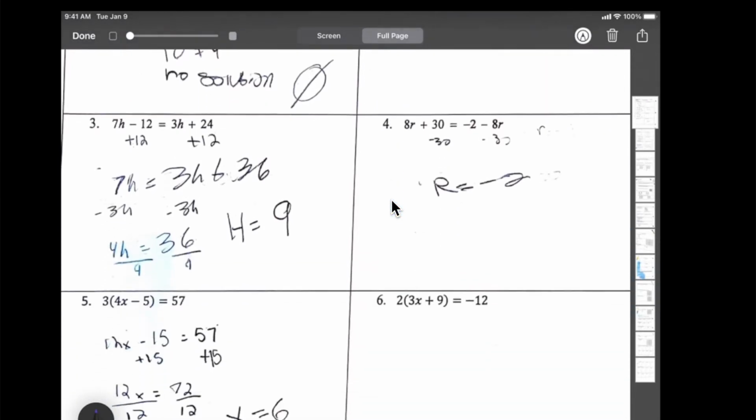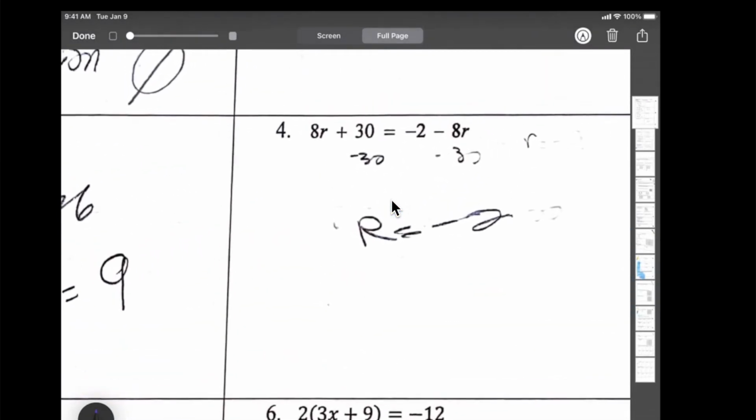Let's go to number 4. Okay, the first thing I see is a variable and a constant on one side and a variable and a constant on the other. Recall, constant is just another name for a whole number like that. That's never going to change. Okay, this term is going to change predicated on what the r value is, but that's a constant.